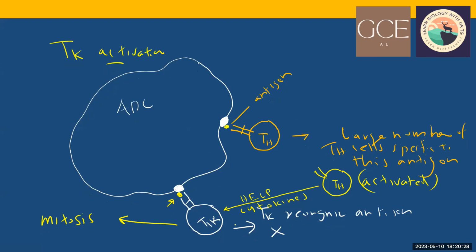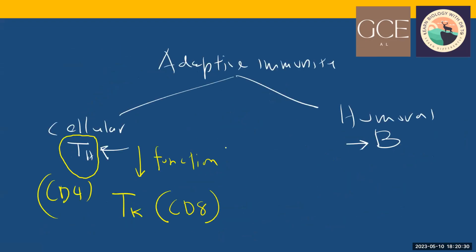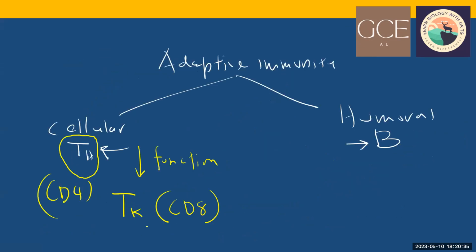Right now, T killer cells have another name, TC, cytotoxic T cells. So we can use T killer cells, cytotoxic T cells, CD8 cells. They have different names, but they refer to the same cell. Now, cytotoxic means toxic to the cells.